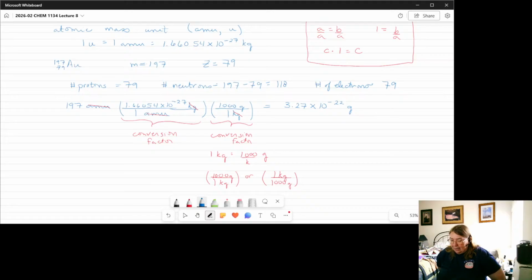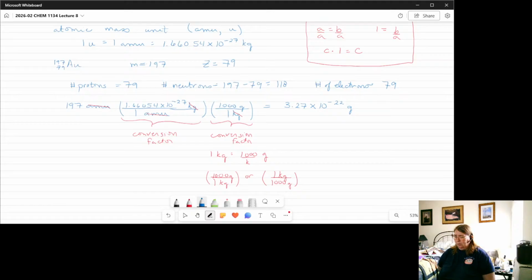That's a really tiny number. And you can imagine, first of all, you are not going to be able to weigh that. You're not going to be able to transfer that. You're not going to be even able to see that by eye, that amount of gold. That's 1 atom of gold.